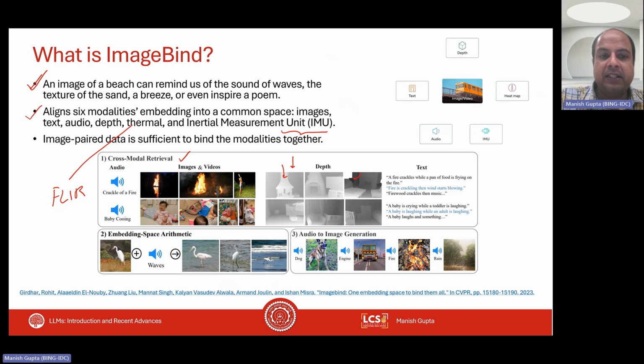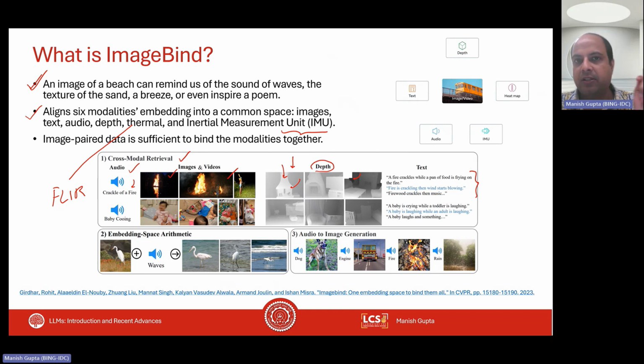Cross-modal retrieval. Essentially, if you pass on this audio, which is of a crackle of a fire, you can try to retrieve images or videos which show the crackle of a fire, or also retrieve these depth images which relate to a fireplace, as you can understand from the image. You can also retrieve these text pieces, which are all talking about fire. A fire crackles while a pan. And remember, this is not because the text "crackle of a fire" was used to search, but because the audio, which is just the sound of the crackle of a fire, helps you retrieve the text.